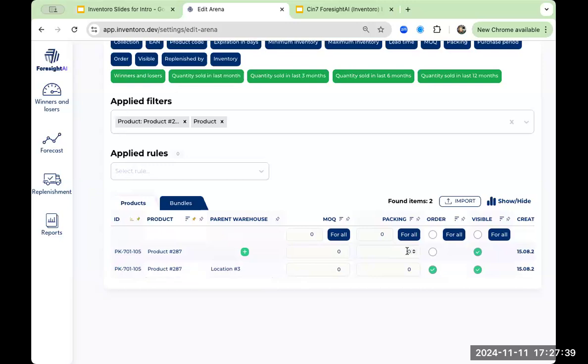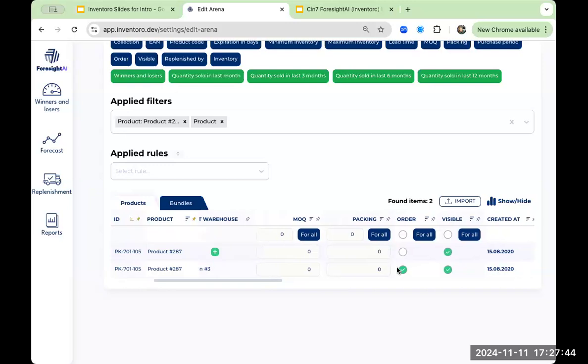Packing, how many come in a package? So like a dozen eggs, 12 eggs come in one carton. You would put a 12 here. We also have orderability and visibility.